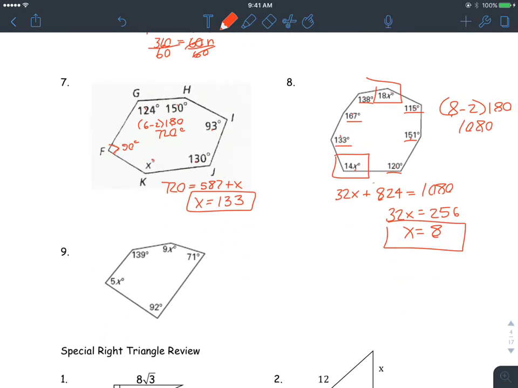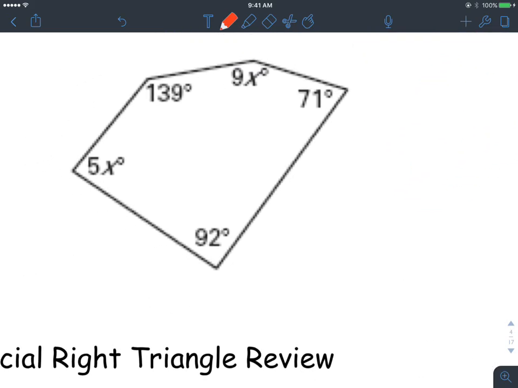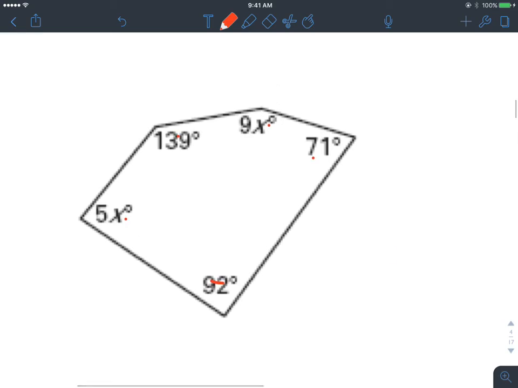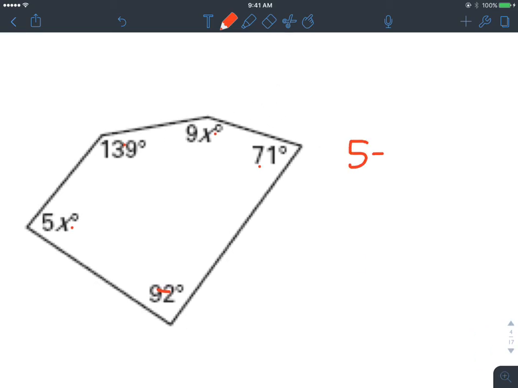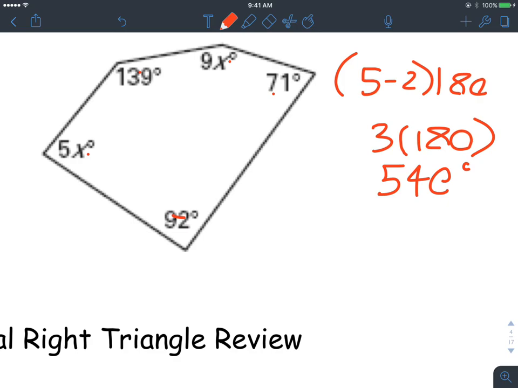I'm assuming they didn't give us instructions there, but okay. Here we go. Let's see what we got going on. 1, 2, 3, 4, 5. So this is a pentagon. So 5 minus 2 times 180. So it's 3 times 180, which was 540 degrees. So all this stuff should add up to 540.